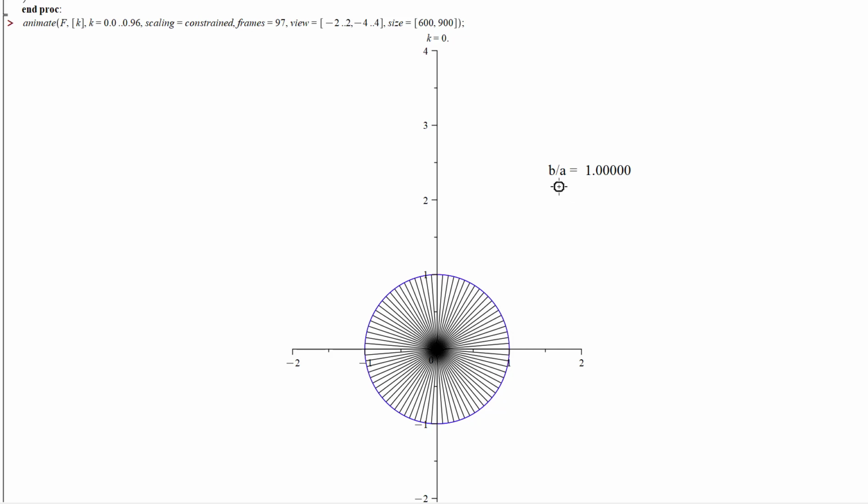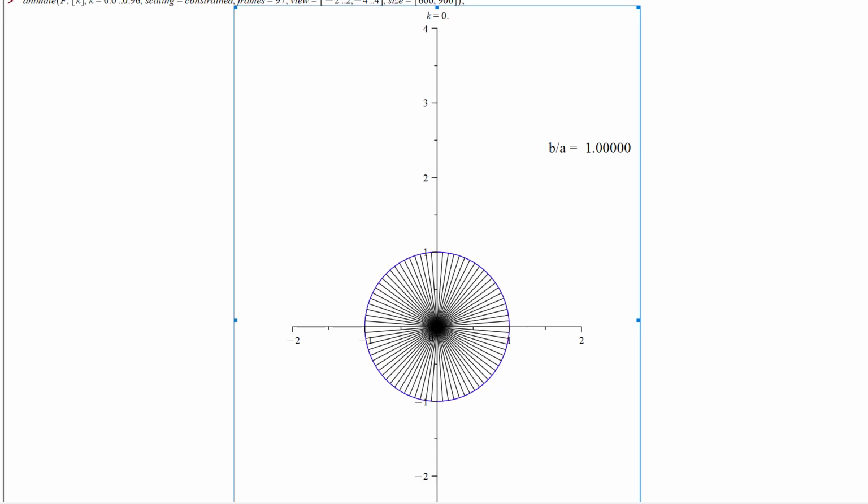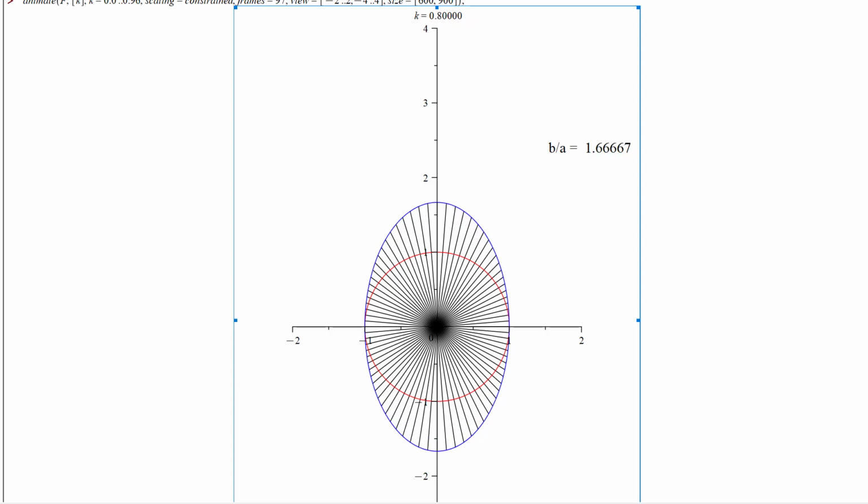And so right now b is 1 times a. So in other words, I have a circle. So r divided by a is 1 for every value of theta or phi. But as I increase k, you don't see too much difference there, but stretching it. So the unit circle's graph, but then I'm graphing the ellipse. So the b value is really b over a. See if I go to 0.8 here, right there. So now it's 5/3, or about 1.67.